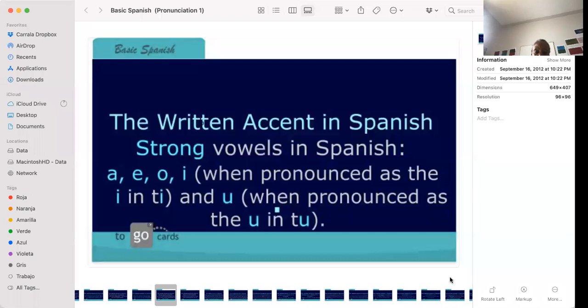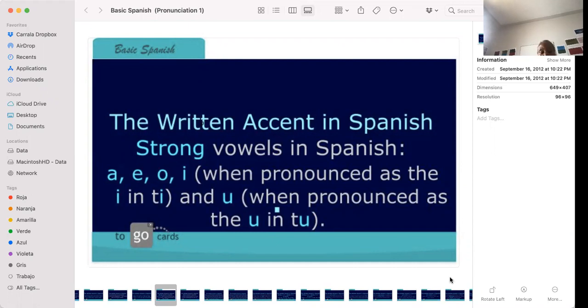Let me share my screen with you. We'll continue looking at written accents in Spanish. So now we have to look at strong vowels versus weak vowels, or strong vowels versus semi-vowels.